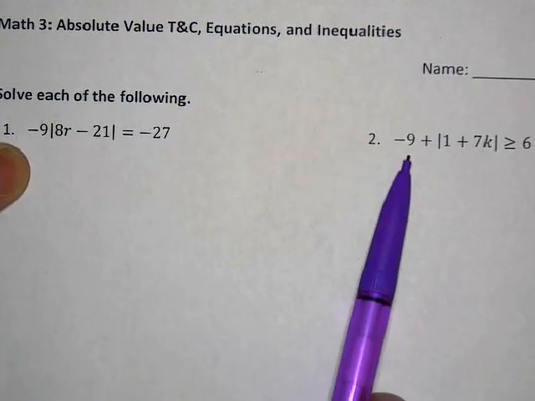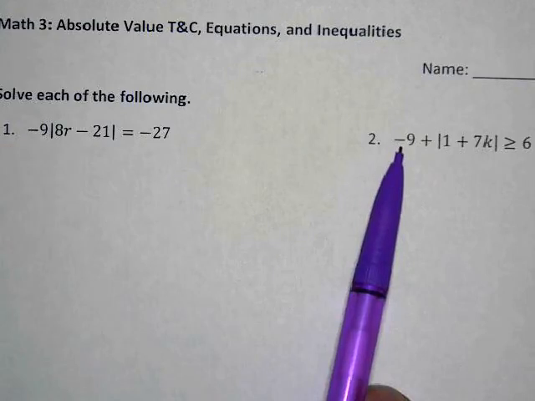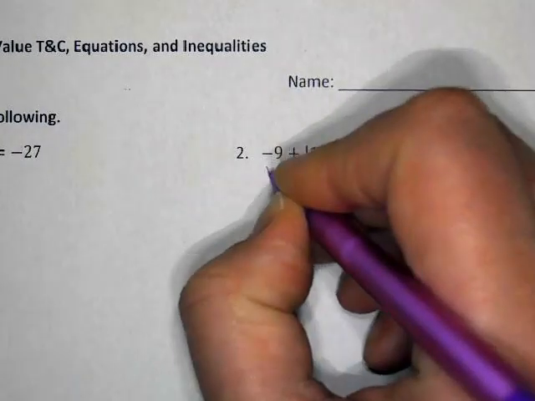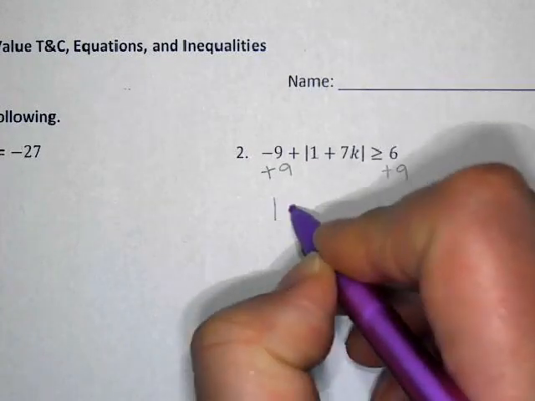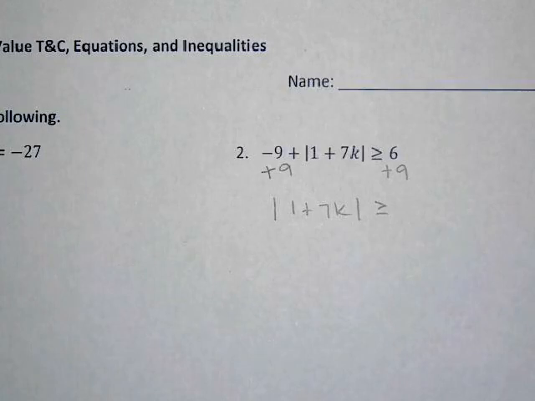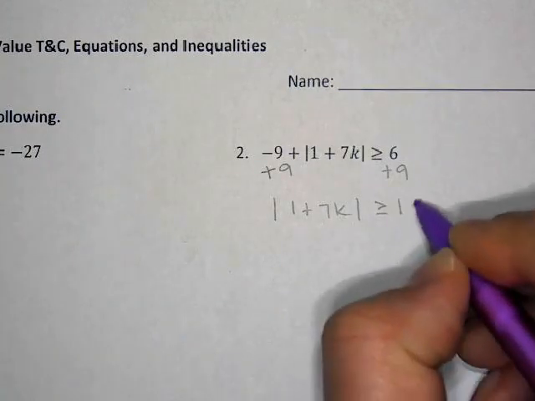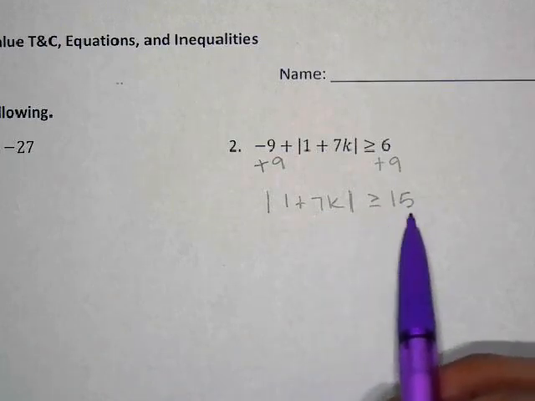So number 2 is different because it's not written right next to the absolute value sign. So if it's not written right next to it, how do we move the -9? We add it. It is currently being subtracted. That's what negative means. -9 means it's currently being subtracted. So if we want to move it, we're going to add it over to the other side. So I'm going to plus 9, plus 9. So I have an absolute value of 1 plus 7k is greater than or equal to, what is 6 plus 9? 15.